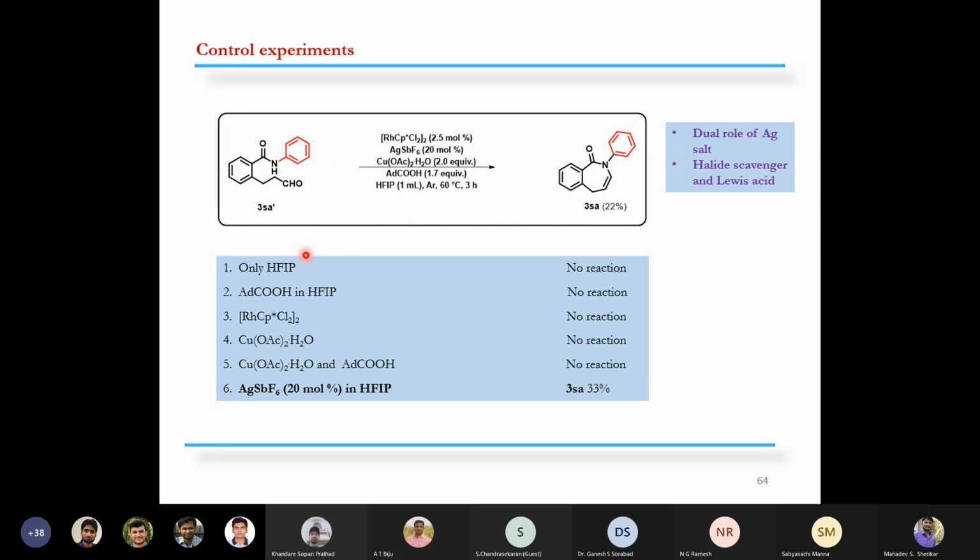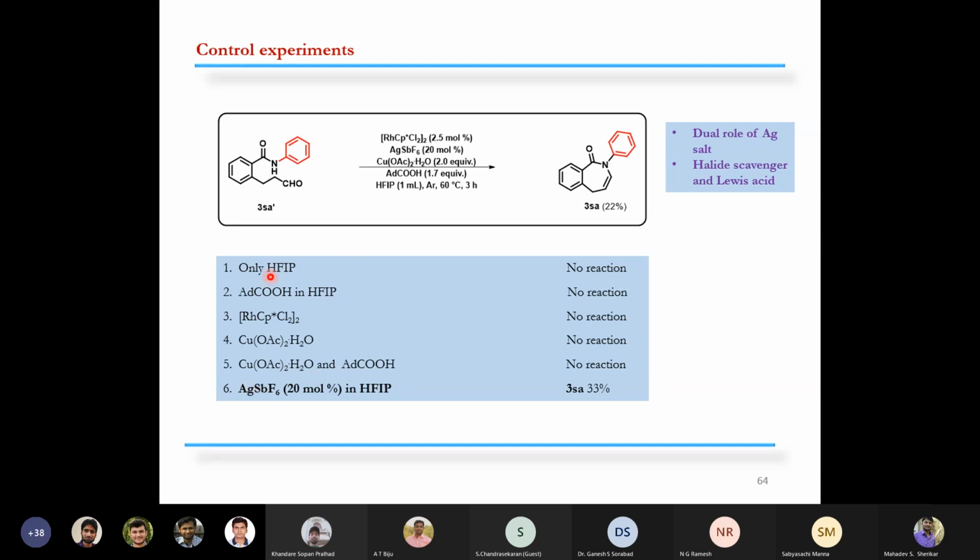Then we repeated this reaction in the absence of all reagents, treating it only in HFIP, and we found that there is no reaction. So that means some reagent is responsible for the formation of the cyclized product. Then we did various controls, where we found that adamantane carboxylic acid, rhodium, copper acetate, and copper acetate with acid are not responsible for this cyclization.